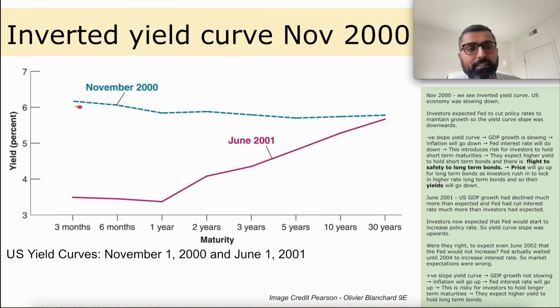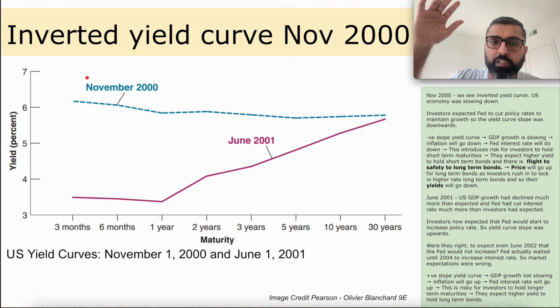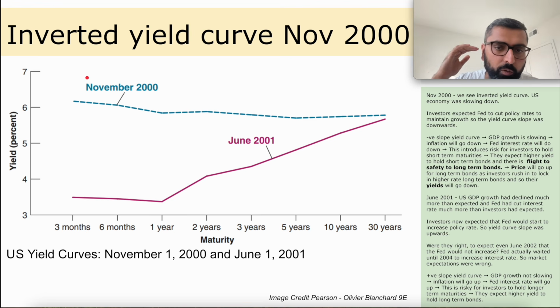But at the same time, if you expect people to hold shorter duration with this risk of the Fed cutting, then you would have to compensate them with a higher yield. That's why the yields are higher. And you exactly put an opposite scenario when markets expect that GDP will continue to grow and the economy is doing really well: you will see a positive yield curve.